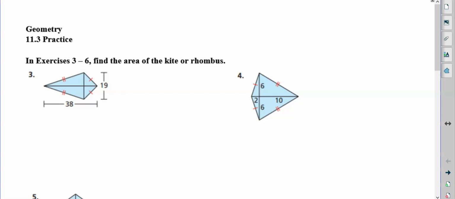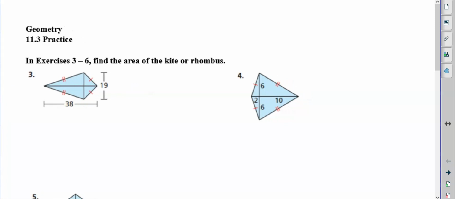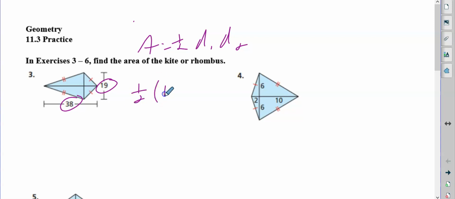All right, 11.3. So we're finding the area of a kite or a rhombus. Remember, it's a very simple formula. Area equals 1/2 d1 d2. So you have your two d's right here, and then it's basically 1/2 times 19 times 38. You just type that in your calculator, and it's 361 units squared.